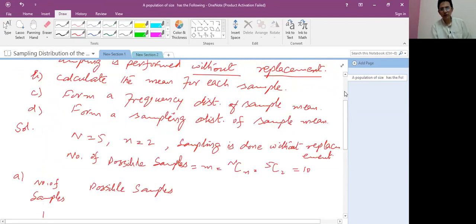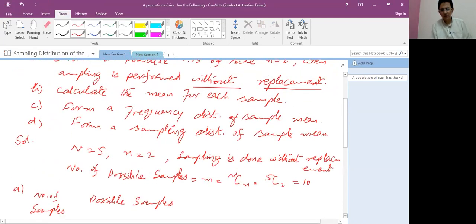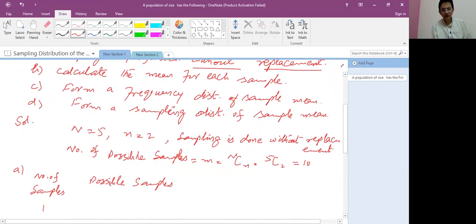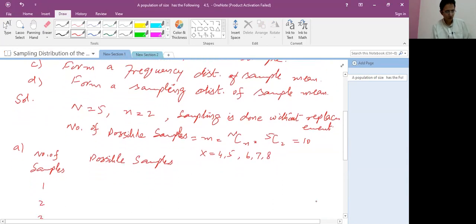Now the next column. What are the x values? It is 4, 5, 6, 7, 8. These are the x values. If it were sampling with replacement, we would have 4, 5, 4, 6, 4, 7, 4, 8, but the numbers are not repeated. So 4, 4 we do not consider here.